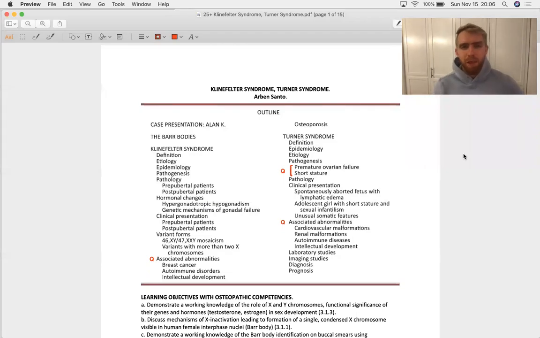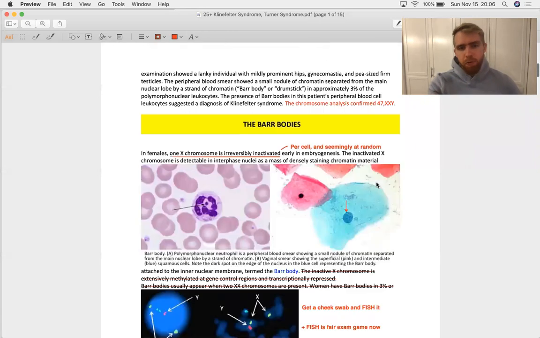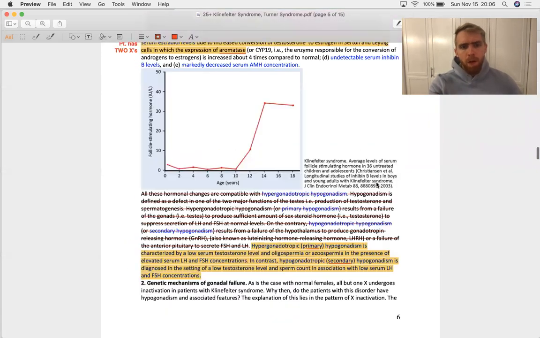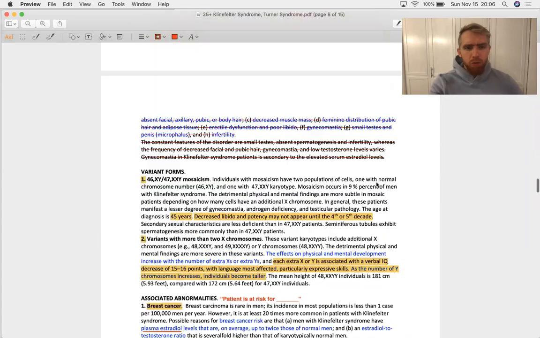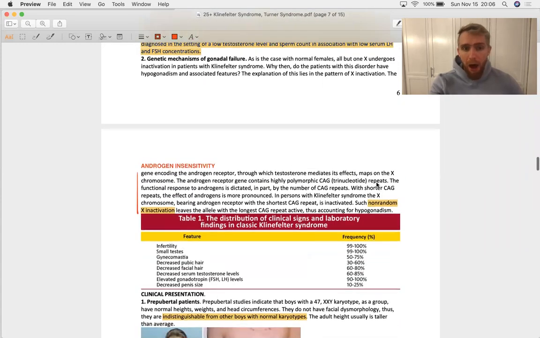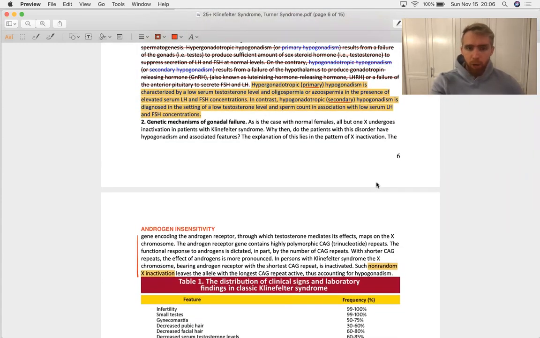Hello. Let's talk about Klinefelter syndrome and Turner syndrome. Let's start with Klinefelter syndrome. I want to go straight to the pathogenesis to explain to you why one sees the clinical picture of hypogonadism as they do in Klinefelter syndrome.